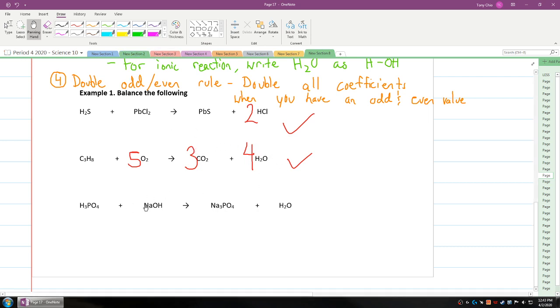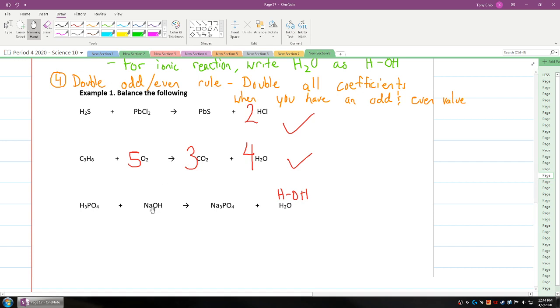Now, our last example here before I move on to a rule called double odd even is one that involves polyatomic ions. Because PO4 is a polyatomic ion, hydroxide, OH is a polyatomic ion. So what we want to do, well, this is an ionic type of reaction, it's an acid-base reaction, so we're going to write water as HOH in this reaction. Notice how we didn't write water as HOH in the previous reaction because it's not an ionic type of reaction. So this is HOH now. So as you can see, you have an OH group here, and you have an OH group right here, so that allows you to balance this a lot easier. So let's start.